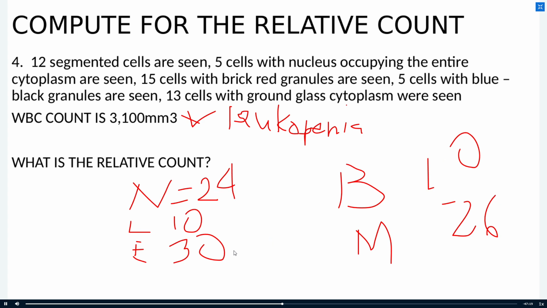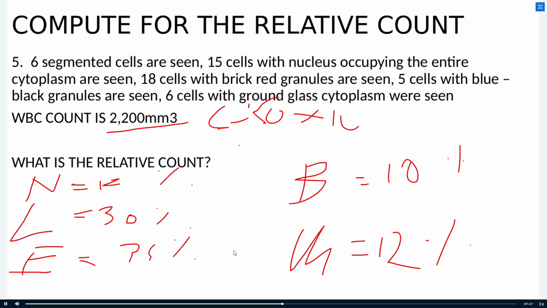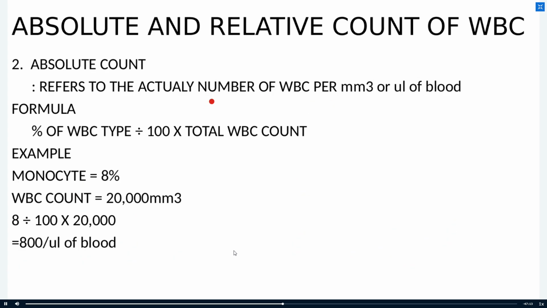Alright, so let's proceed. Pinahirapan ko pa kayo na class. Anyways, okay lang yan para at least alam niyo yung formula. Okay, let's proceed now to your absolute count. Class, your absolute count this time has no shortcut. This refers to the actual number of WBC per cubic mm of blood. So we're talking about this time, class, the total number of WBC.